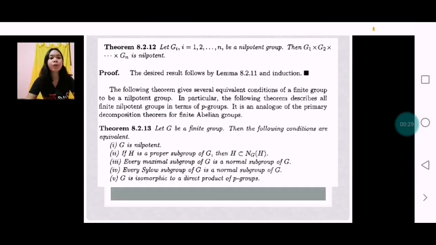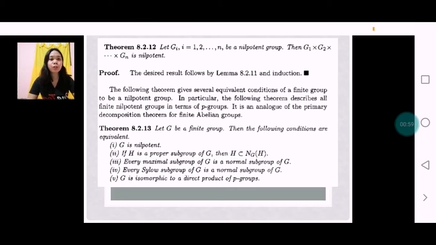The following theorems give several equivalent conditions for a finite group to be a nilpotent group. In particular, the following theorem describes all finite nilpotent groups in terms of p-groups. It is an analog of the primary decomposition theorem for finite abelian groups. In Theorem 8.2.13, let G be a finite group. Then the following conditions are equivalent.